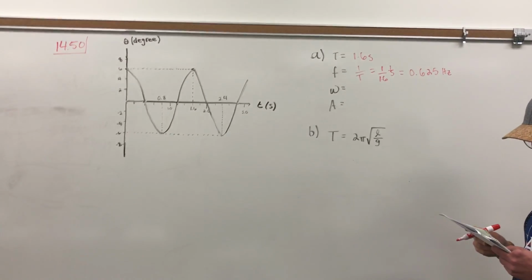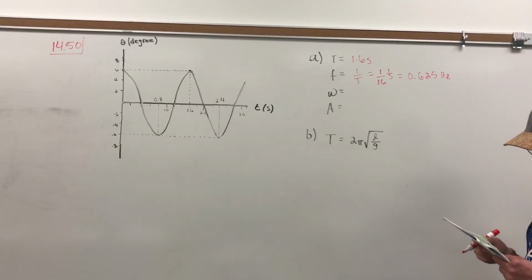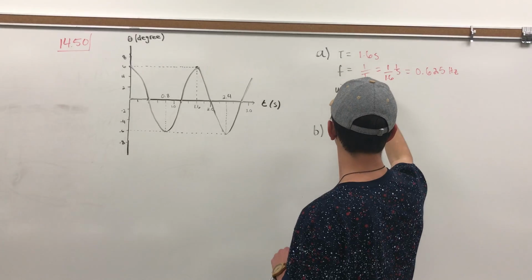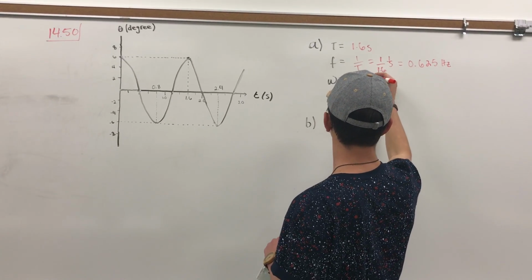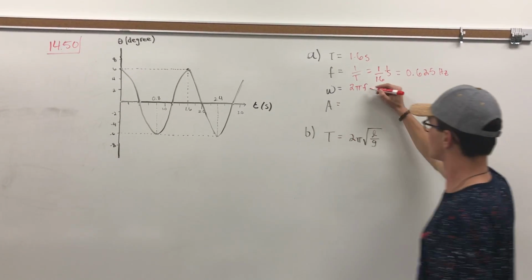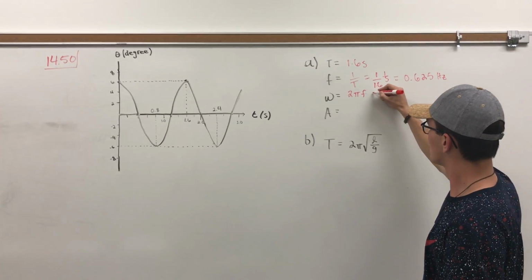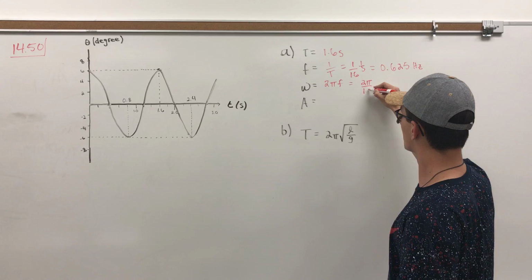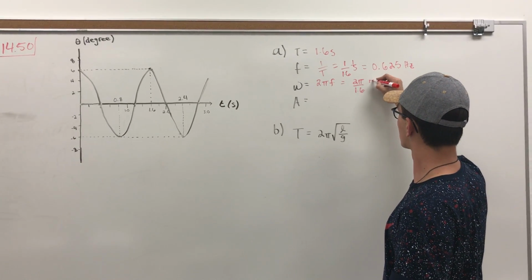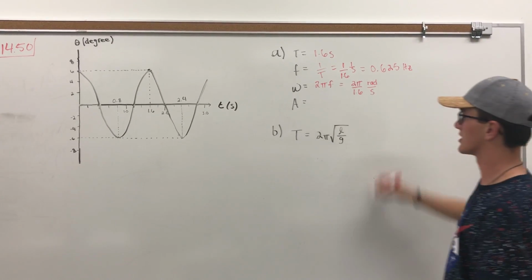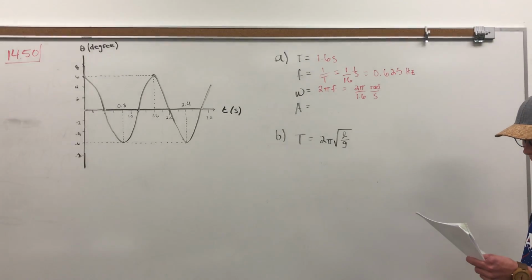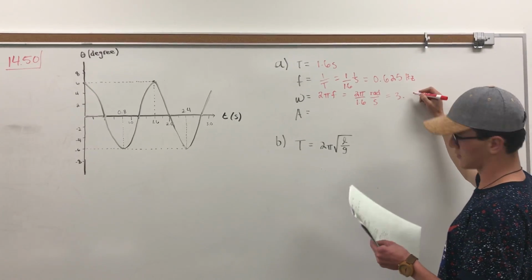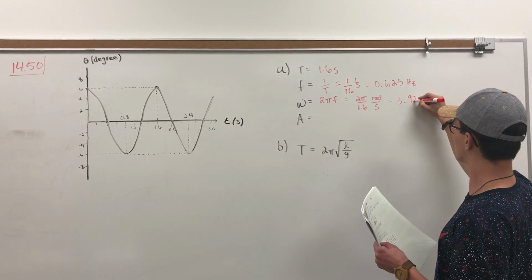And then it asks us for the angular frequency. And the angular frequency is 2 pi times the frequency, which is equal to 2 pi over 1.6 radians per second. And that comes out to approximately 3.927 radians per second.